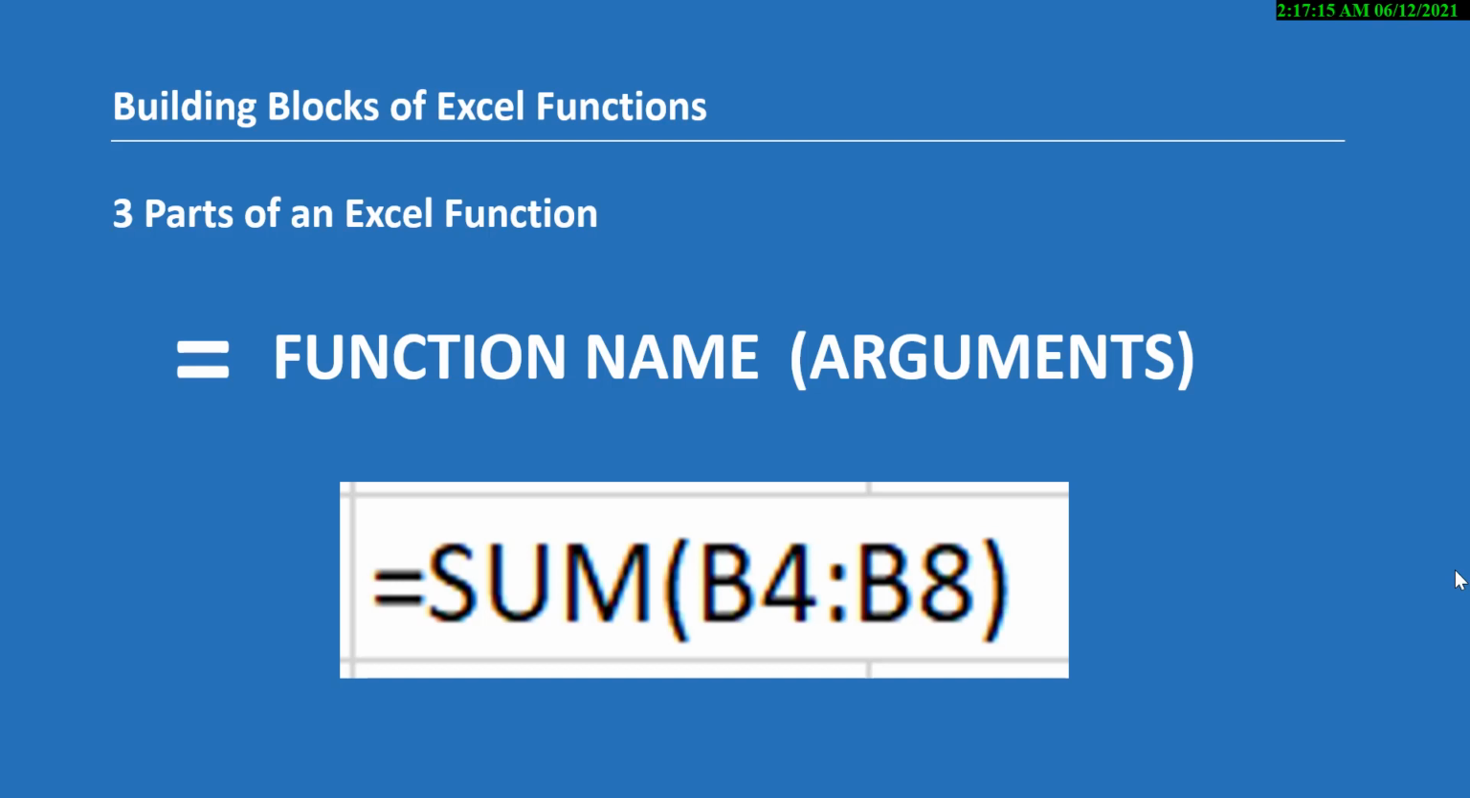Remember, these functions are predefined. They were built by people. They determine how we use them and what types of data they need to do their job. So that's where the argument comes into play.